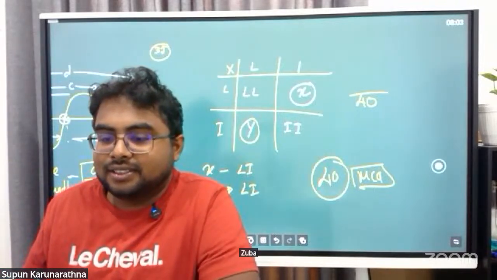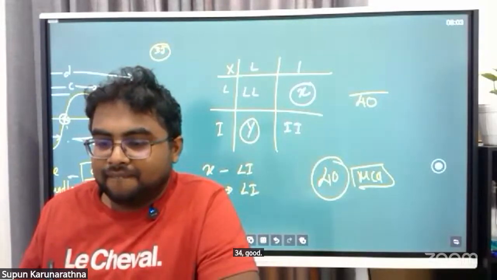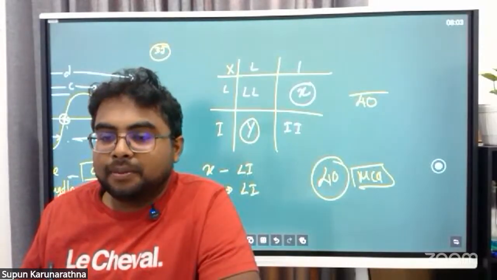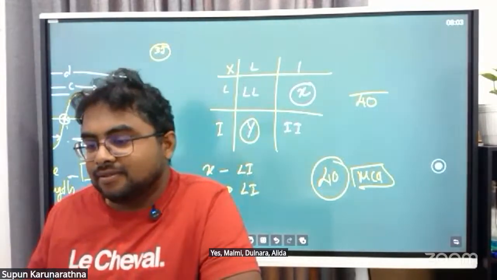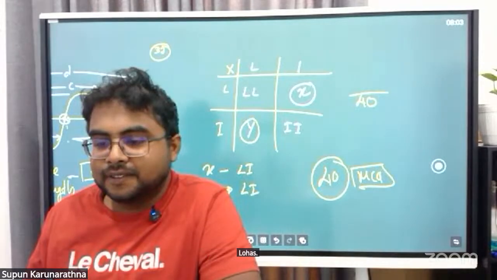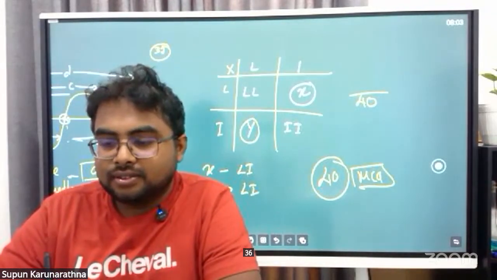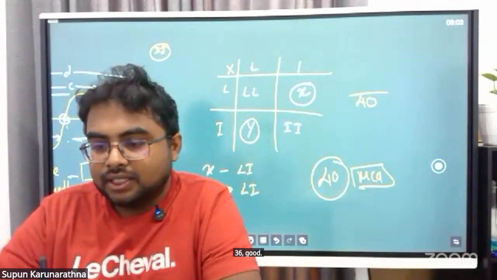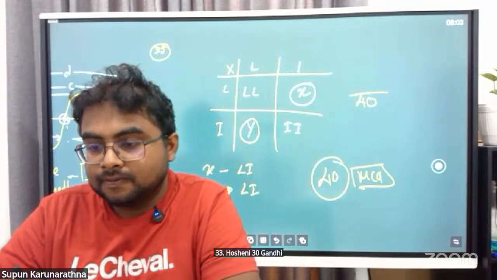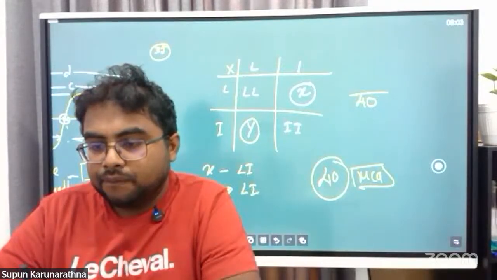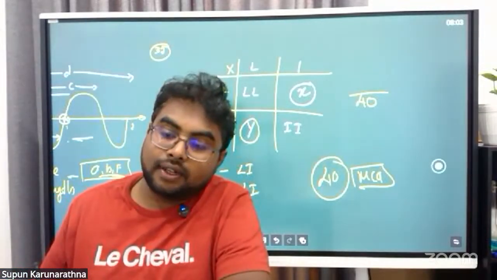So how were the others? 34, good. Yes, Malmi, Dulnara, Alida, Lohas. 36, good. 33, Rosheni 30. 31, right, good.